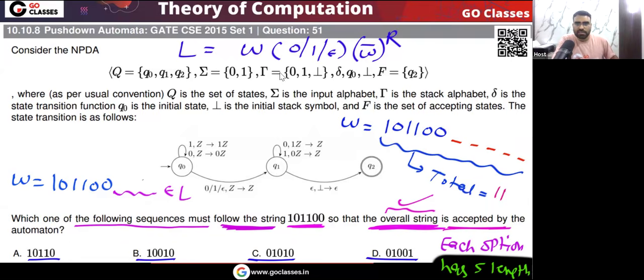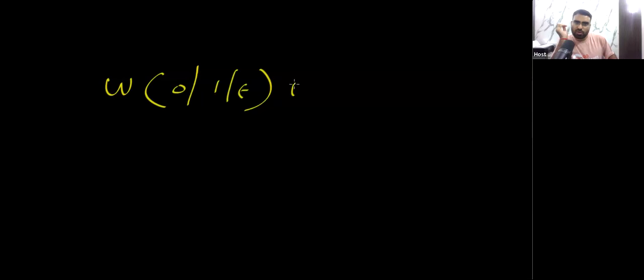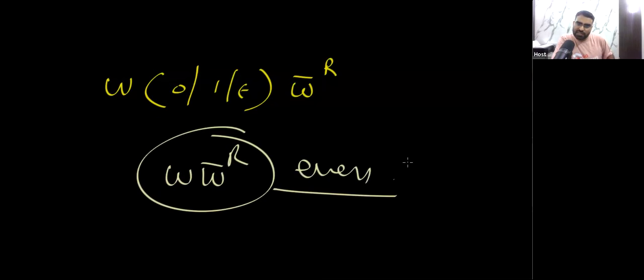Now you can easily see the middle symbol. If total are 11 symbols, then where is the middle symbol? Then this 0 is the middle symbol. Yes or no? See, if you take middle symbol equal to epsilon, then you will get even length string. W, 0 or 1 or epsilon, W complement reverse. If you take this epsilon, then this length will become even length.